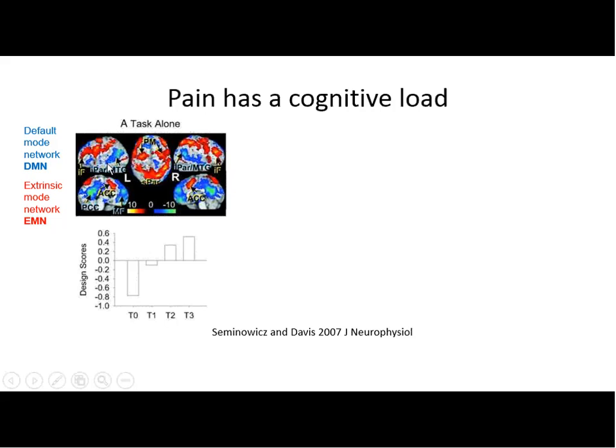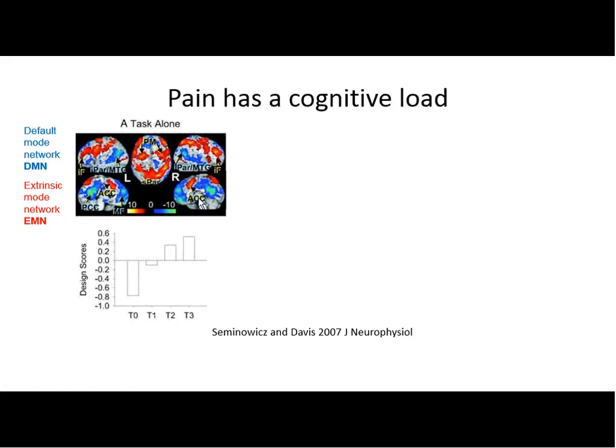So my pointer is visible. I'm not sure if that works on WebEx, but it works here at least. It works on WebEx too, great. When you perform any type of cognitive task, you have activation of a cognitive network. That's shown in red. This is what we're going to call the extrinsic mode network. So this could be any type of task. In this case, it's a cognitive conflict task, or some variation of that, which is going to activate all of those areas in red. And another network called the default mode network, shown in blue, is deactivated.